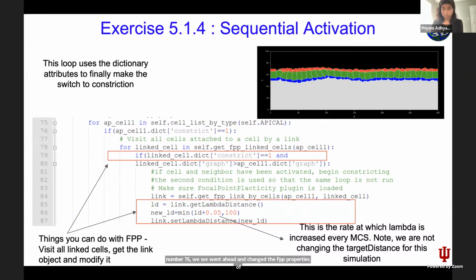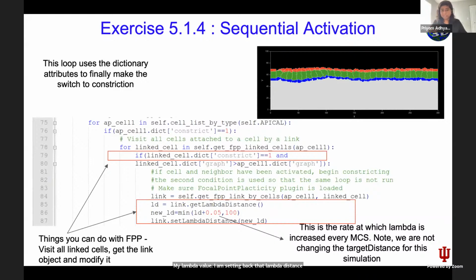So we did two things. We also made sure that if I am a cell which has the attribute of constricting, my cell to the right also has the same attribute, so that once the cell to the right has been correctly attributed to have constrict, I start changing my FPP properties. And that's what I'm basically doing in line number 86 to 87, where once I've identified those specific links, I'm changing the lambda properties. And once I have incremented my lambda value, I am setting back that lambda distance in the FPP link properties again.